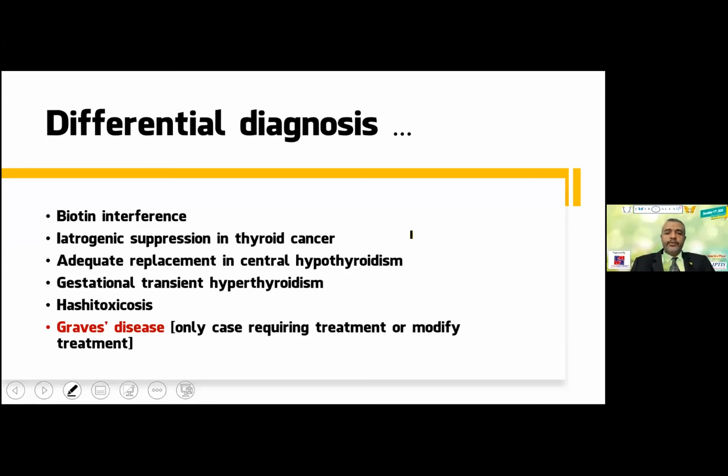The third patient that I have shown you was a patient presenting with central hypothyroidism, most probably due to autoimmune hypophysitis. In such patients, the target of treatment is different. So we aim for these patients to have a TSH in the higher half of the normal range, a free T4 in the higher half of the normal range, and a TSH that is suppressed to below 0.5 or below 0.1 to assure adequate replacement. And again, this patient did not require any modification of the treatment.